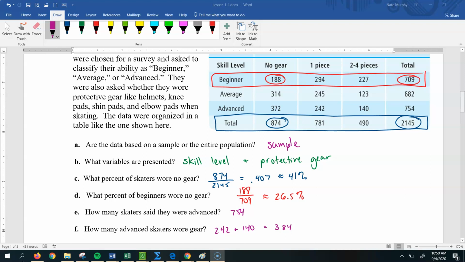So in part D, when it says what percent of beginners wore no gear, now we're focusing on just those that said that they were beginners. And there were 709 people that said that they were beginners, and out of those 709, there were 188 that said that they wore no gear.